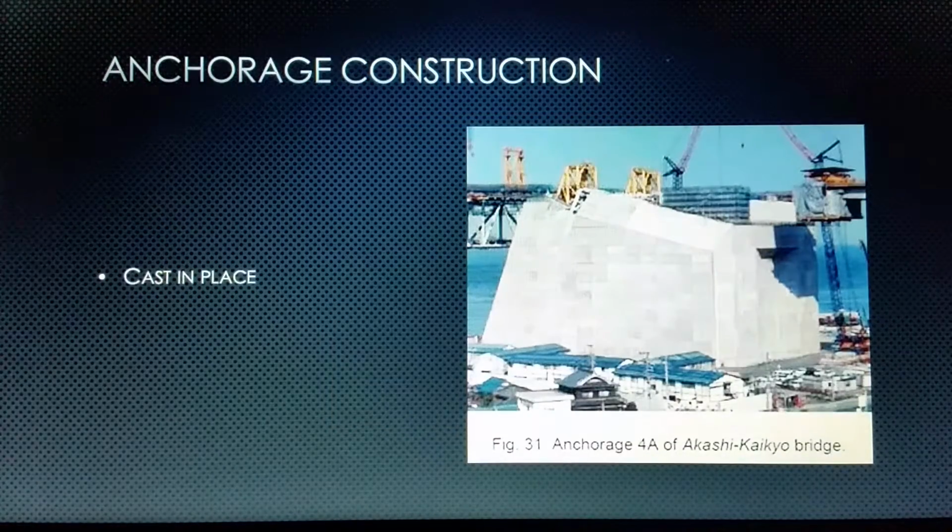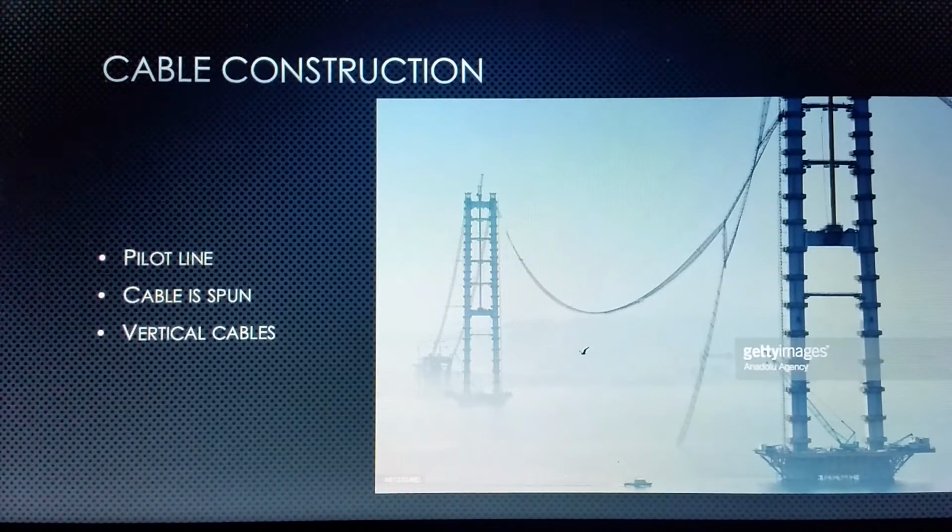Next comes the anchorage construction. These are cast-in-place anchors at the end of the bridge that the cables connect to. Following that is cable construction. A pilot line is strung across the cable's eventual path from one anchorage to the other so that workers can attend to the cable formation. The cable is then spun by being looped from one anchorage to the other. When the proper number of loops have been spun, a jack is used to compress the bundles into a compact cable. Then vertical cables are strung for the deck to be connected to.